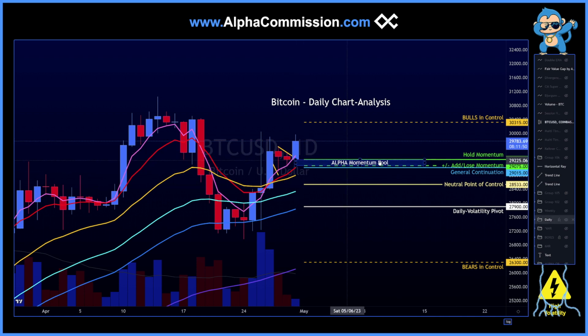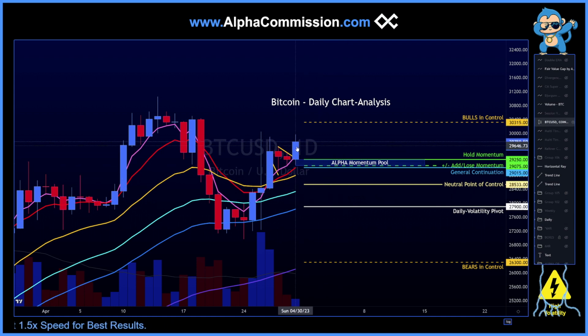We are sitting pretty on top of the alpha momentum pool, on top of the volatility pivot. We don't break back into the pool until we're under 29,250, and we don't lose that general continuation unless we're under 29,000, with the neutral point of control at 28,533. So all of these are significant levels. I don't expect us to be testing them to the downside today.